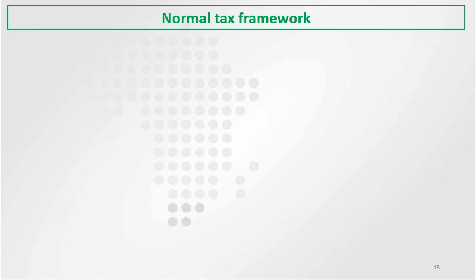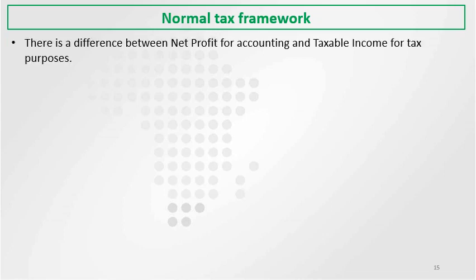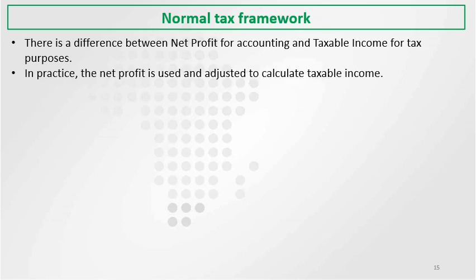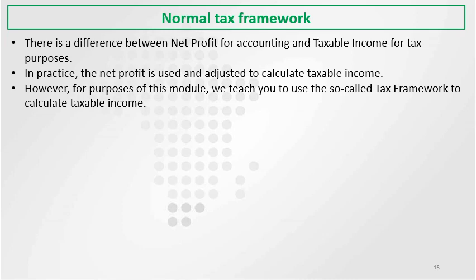Now we can have a look at the normal tax framework. You must remember there is a difference between the net profit and taxable income. Net profit is used for accounting purposes and taxable income is used for tax purposes. In practice, usually the net profit is your starting point and your net profit is adjusted to calculate taxable income. However, for the purposes of this module, we teach you the tax framework method. So you use your tax framework to calculate taxable income.